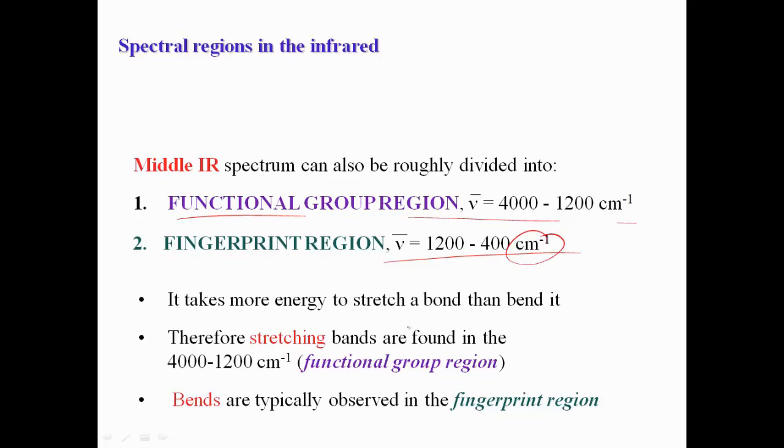Takes more energy, we've mentioned that. So stretching bands are found usually in the functional group region, and the bends are typically in the fingerprint region, below 1200 centimeters minus 1 to about 400 centimeters minus 1.